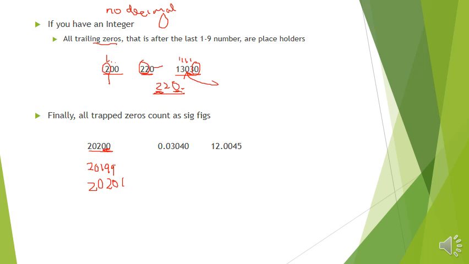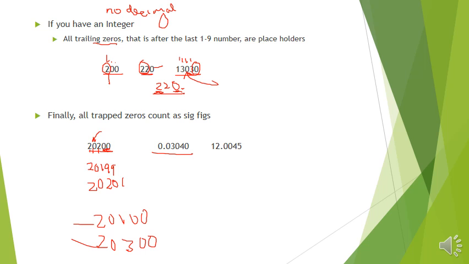Or you can look at it as 200. It's closer to 20,200 than 20,100 or 20,300. That's probably better to look at it. So trap zeros count. So this would have 1, 2, 3 significant digits. Okay, let's look at this one.